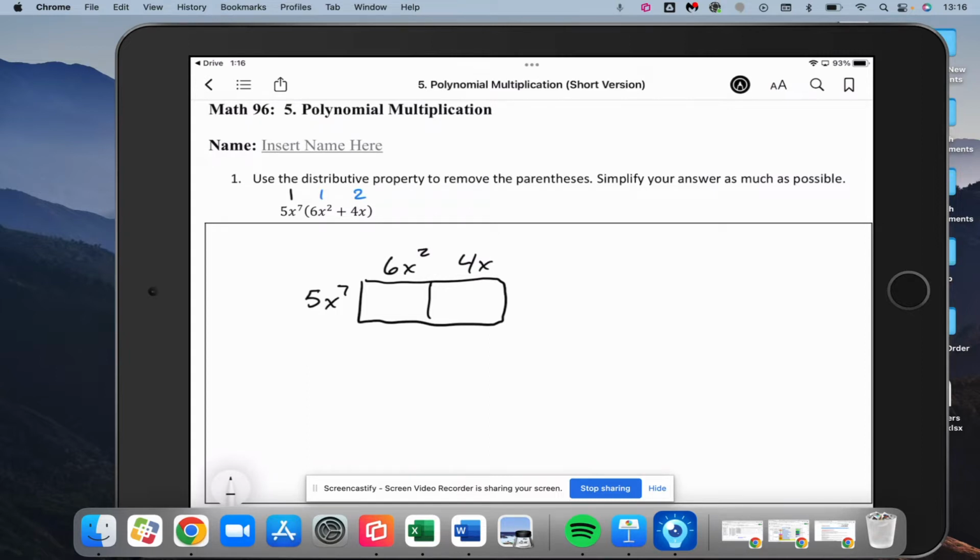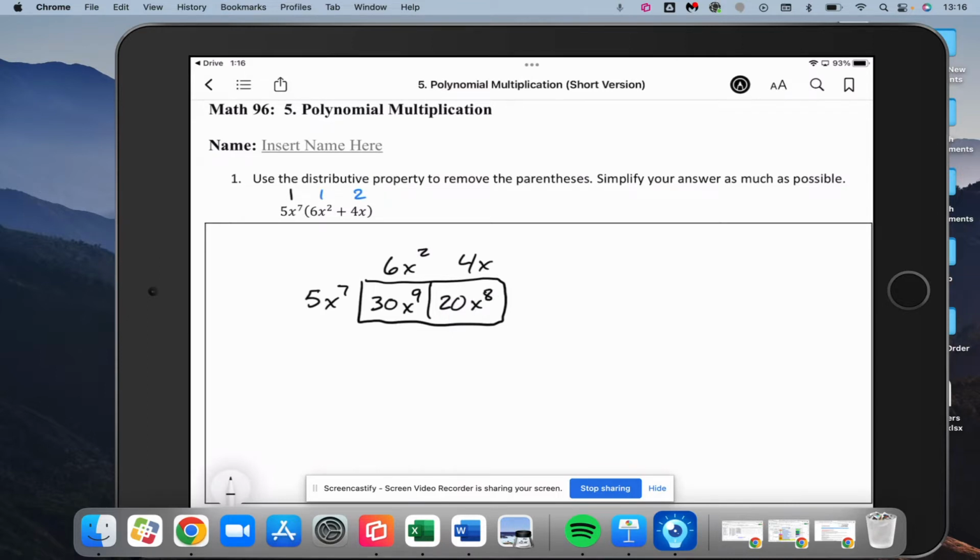So 5x to the 7th, 6x to the power of 2. 5 times 6 is 30. X to the 7th and x to the power of 2, we add the exponents, is x to the 9th. 5x to the 7th times 4x is going to be 20. 5 times 4 makes 20. X to the 7th and one more x makes x to the 8th.